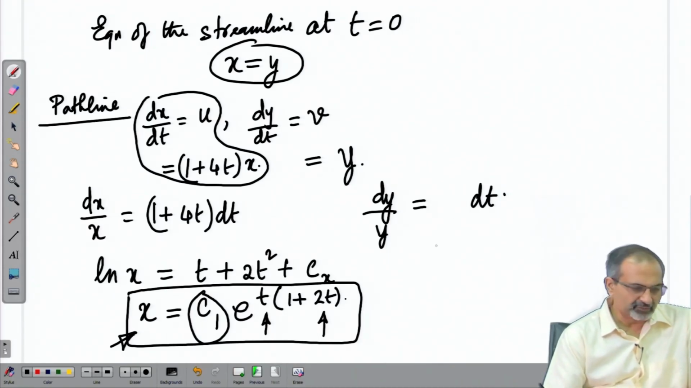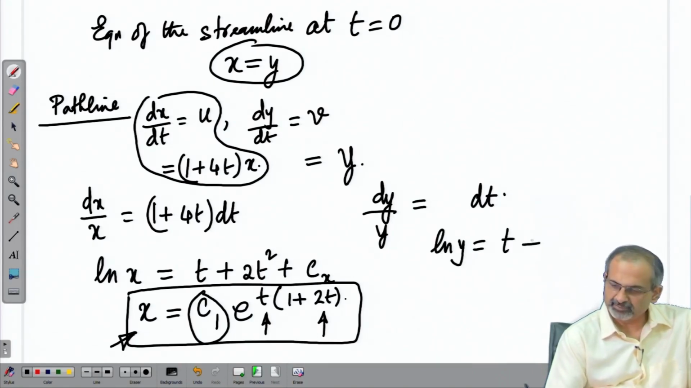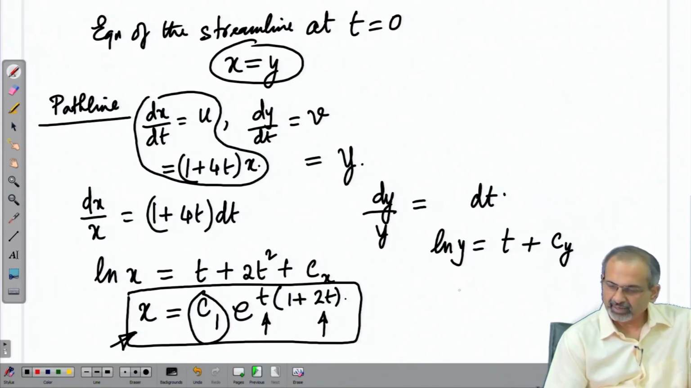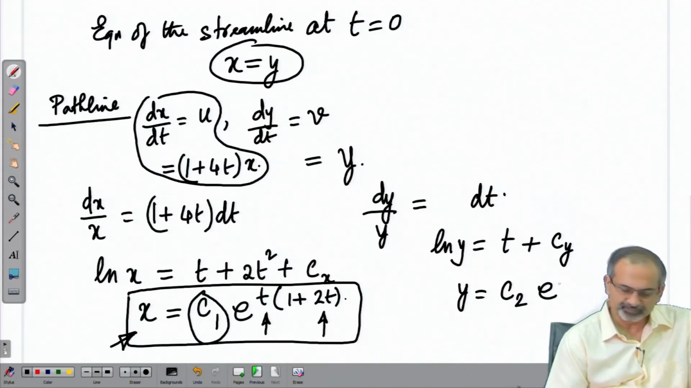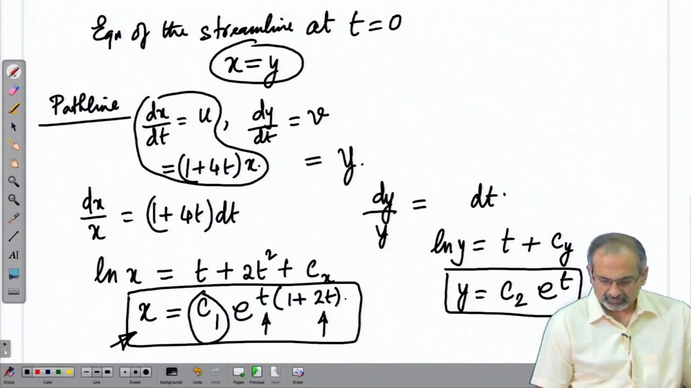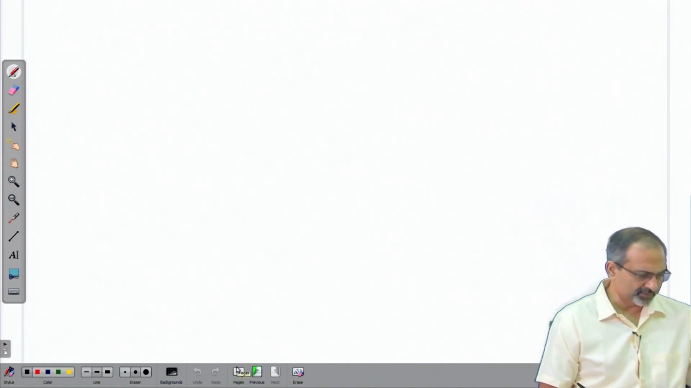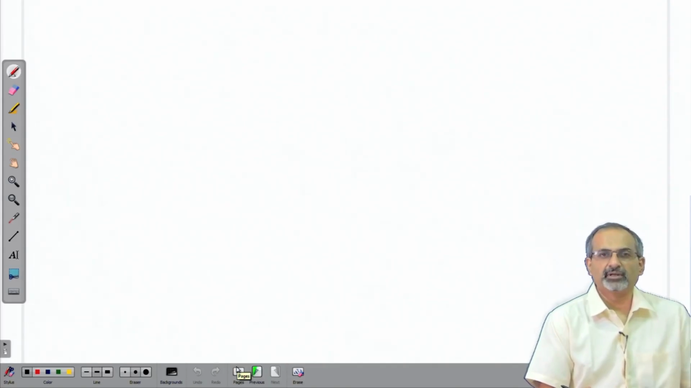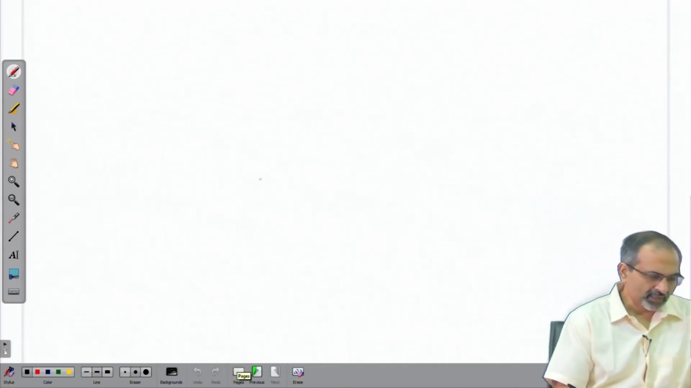From the other equation, when you integrate, you get natural log y is t plus some integration constant C, and then you finally define y as C2 e to the power of t. From these two equations, as we can see, there are two arbitrary constants C1 and C2, and we have to obtain them. Let us use the initial condition for that.